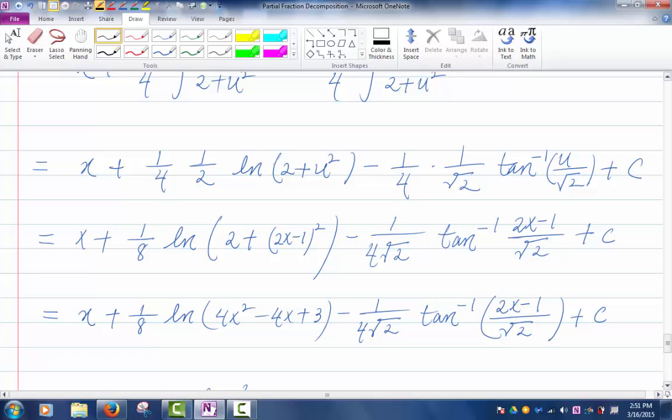Did the steps make sense? Someday I'm going to show you at least one example where I solve A, B, C, and D, the constants. But again, look at the videos, you'll see how to do that.